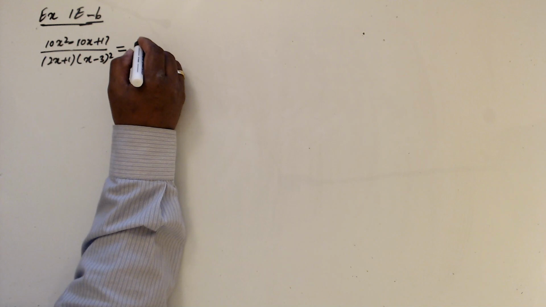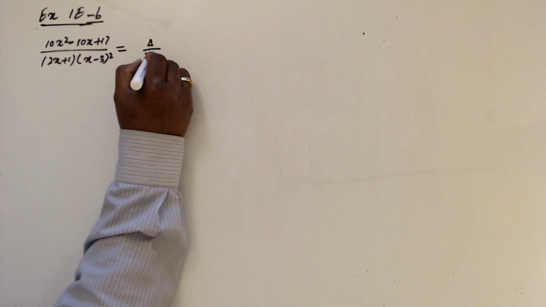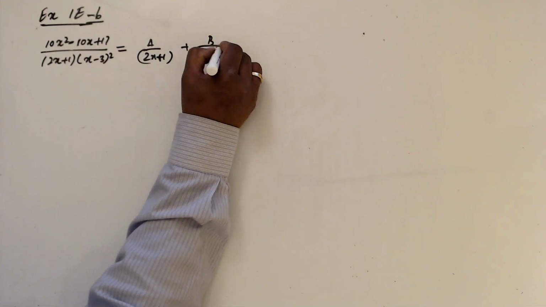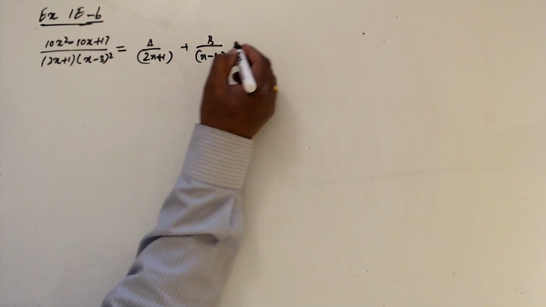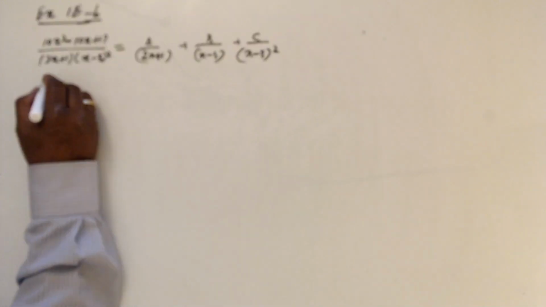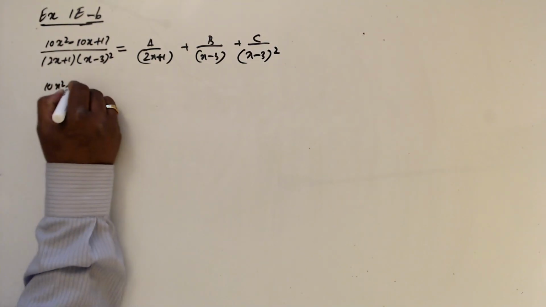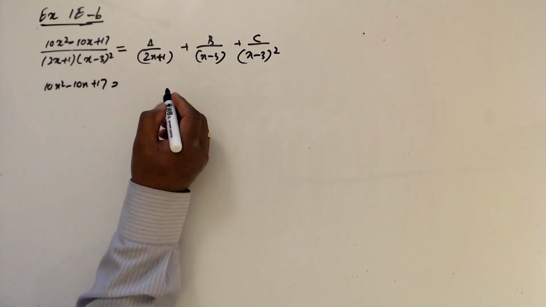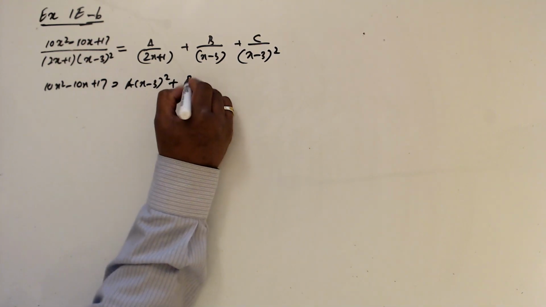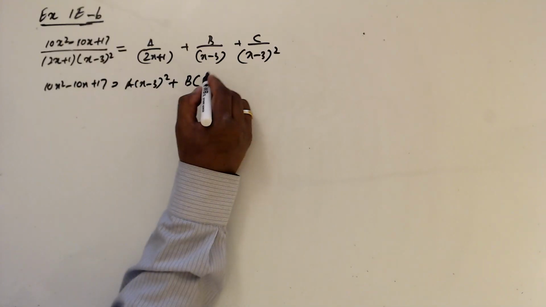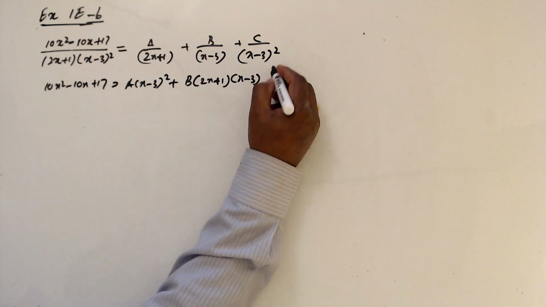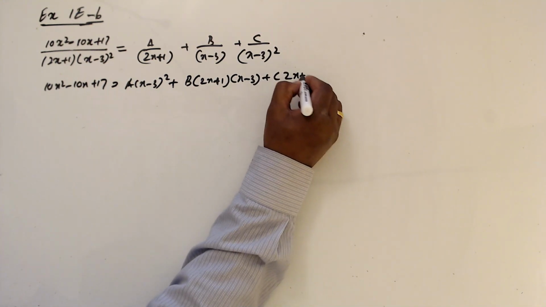Question number 6. A over 2x plus 1, B over x minus 3, and C over x minus 3 squared. So this is going to be 10x squared minus 10x plus 17 equals A times x minus 3 squared plus B times 2x plus 1 times x minus 3 and C times 2x plus 1.